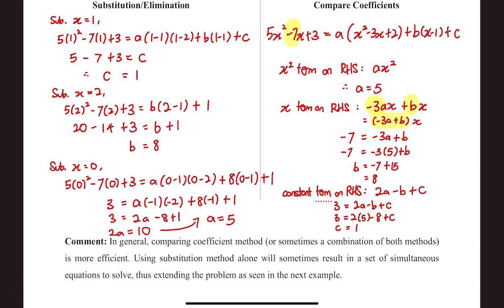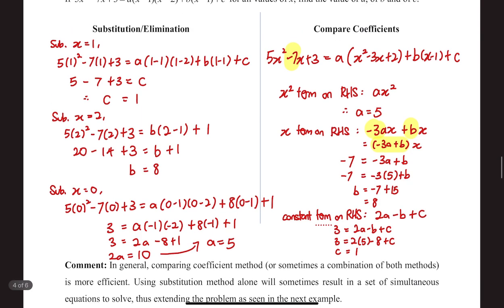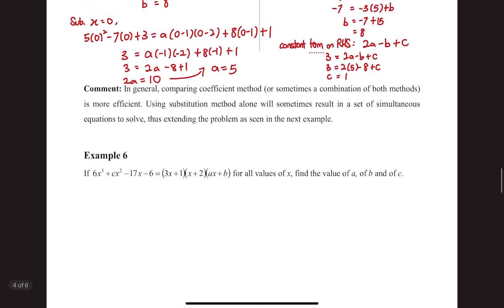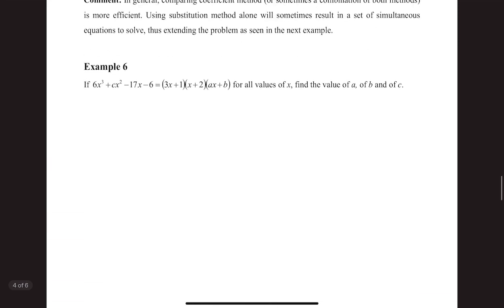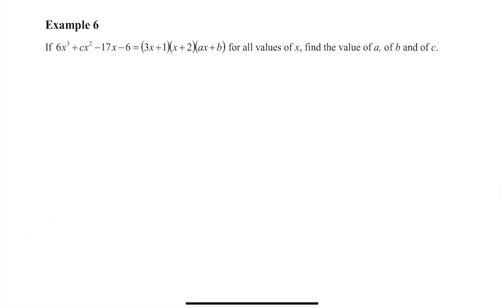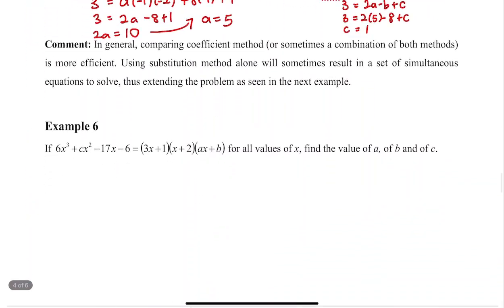It depends on your skill level as well, whether you are able to spot straight away what terms can multiply together to give you x squared terms, etc. So this depends on the questions that you get. Okay, so let's look at example 6 now. This is similar to example 5 over here.